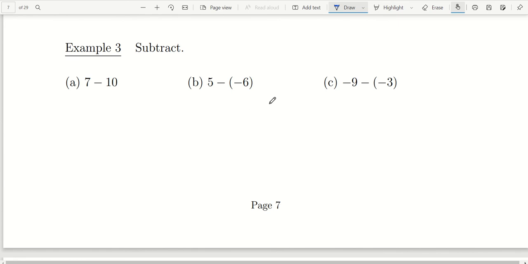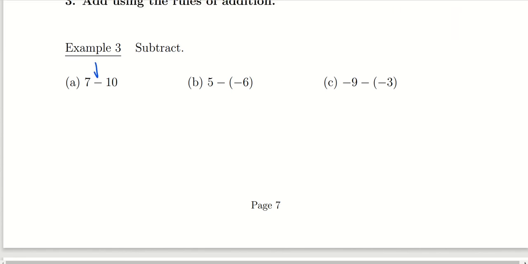For example, in 3 part A, we're asked to do 7 subtract 10. In order to do this subtraction, let me rewrite it first. I'm going to change the subtraction to addition by changing the sign of the number that's behind the subtraction. What's behind the subtraction is the number 10, which is positive. If I change 10 to its opposite, then that will give me negative 10.